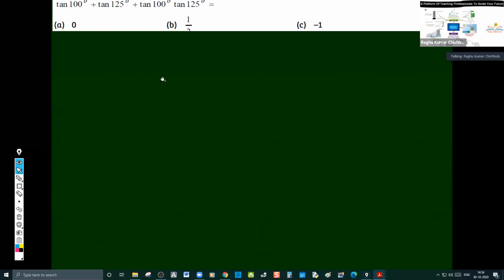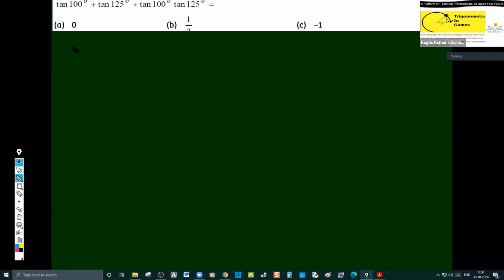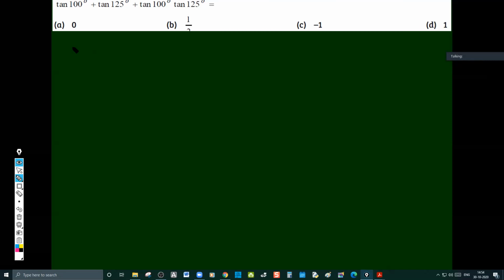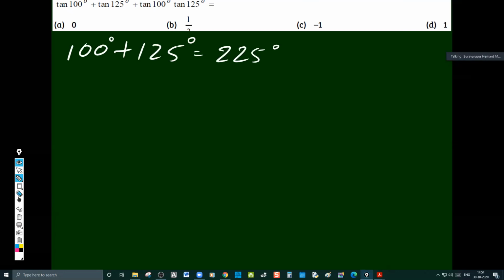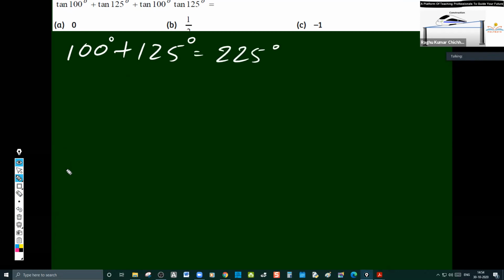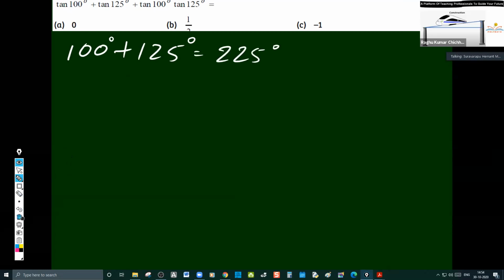Now, this one, I think we did it in the previous class. Sir, we did this, sir. How did we proceed? You have to start with a known relation, as you said. 100 plus 125 is equal to 225. Then what is to be done next? What is the next step to be? Apply tan on both sides. That's it. And after that, you have to simplify.